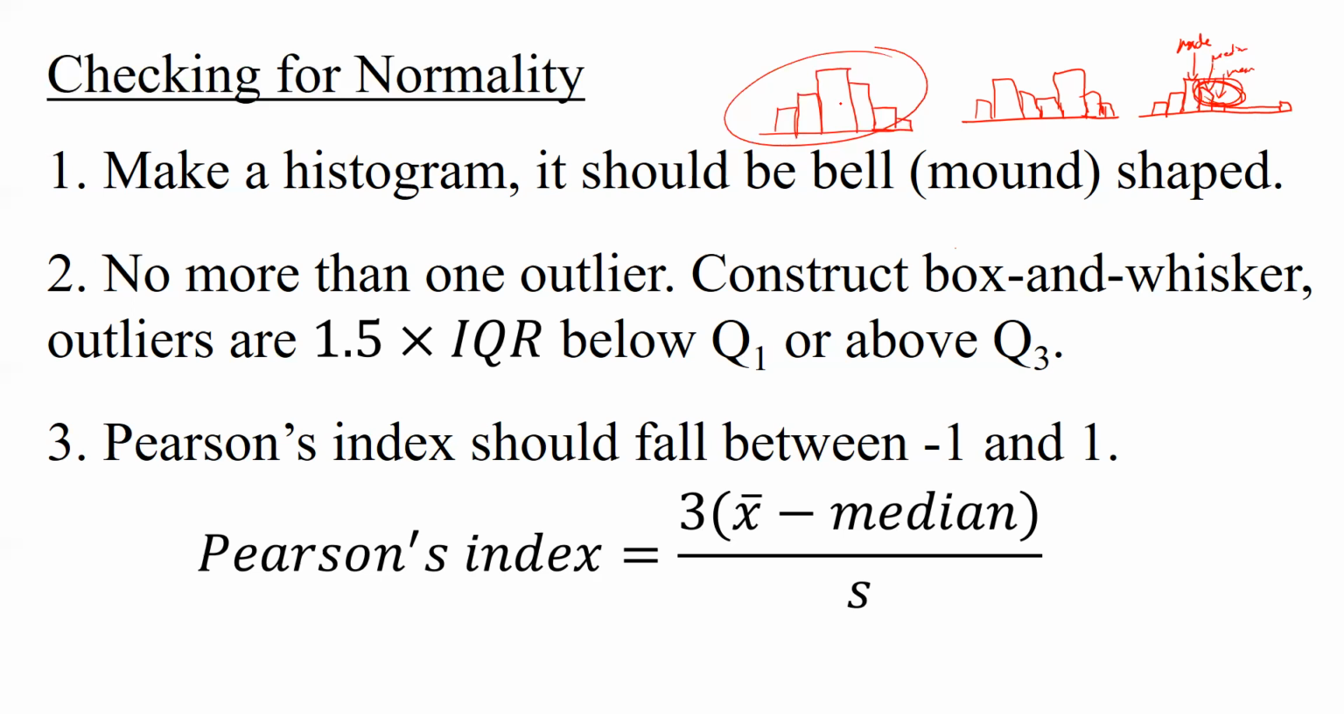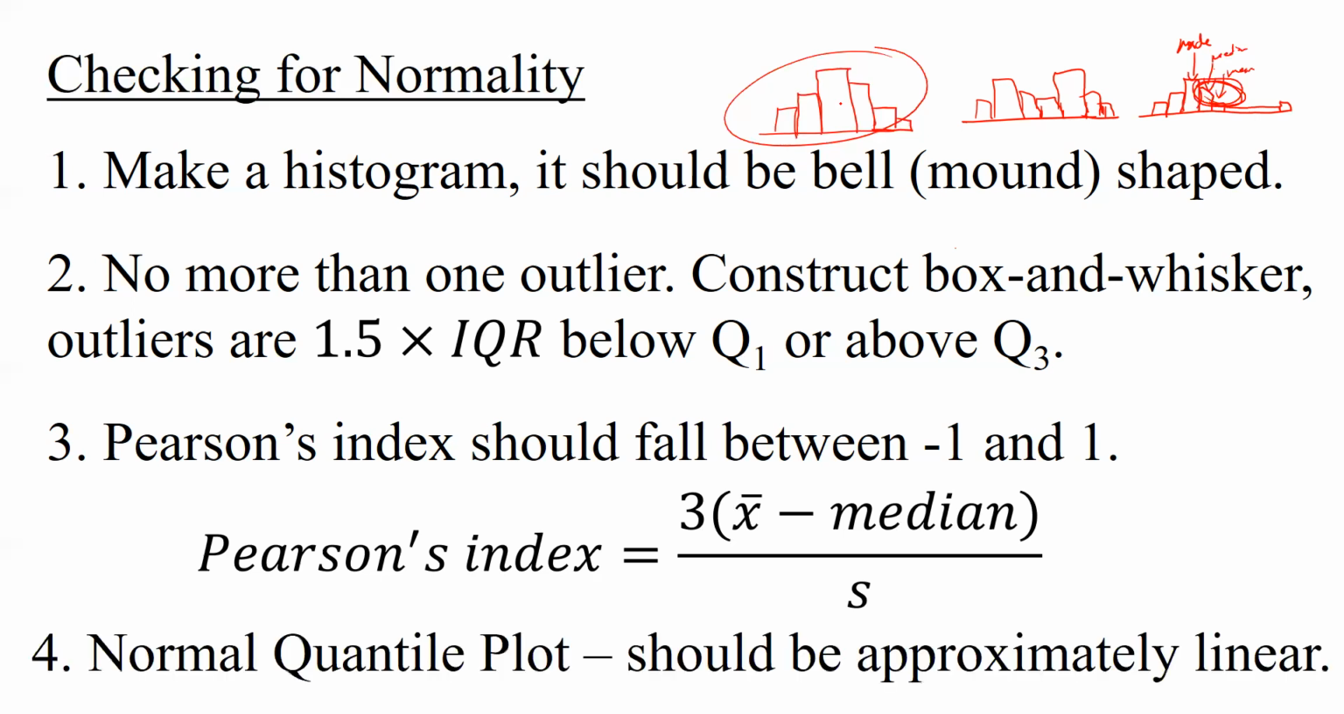We're not really normal. And then the last one has to deal with what's called a normal quantile plot. And that should come out to be approximately linear. And we'll talk about how to do that. There are programs that can do it, but we're going to do it by hand here, just to kind of show you how to do it.